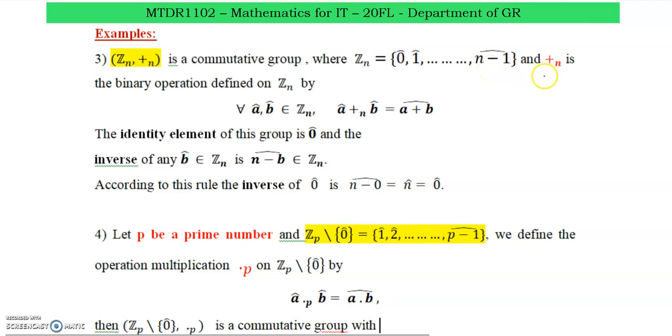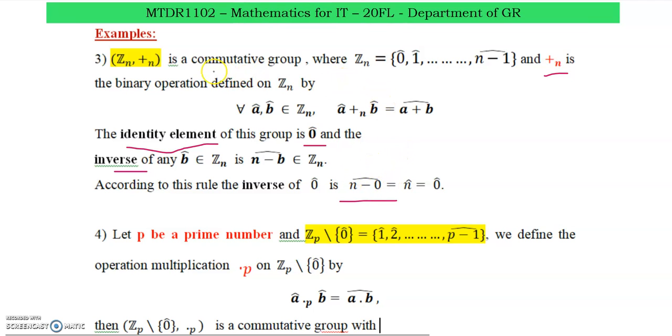Okay, here what is the binary operation? Addition modulo n. Whenever you have addition, you remember the identity element is 0. Okay, what is given here? The identity element is 0. But here how to find the inverse? This is the idea of how to find the inverse. That is, the inverse of 0 is n minus 0. We will use this rule. Actually, we are going to do a few questions on this, so at that time I will explain this one.